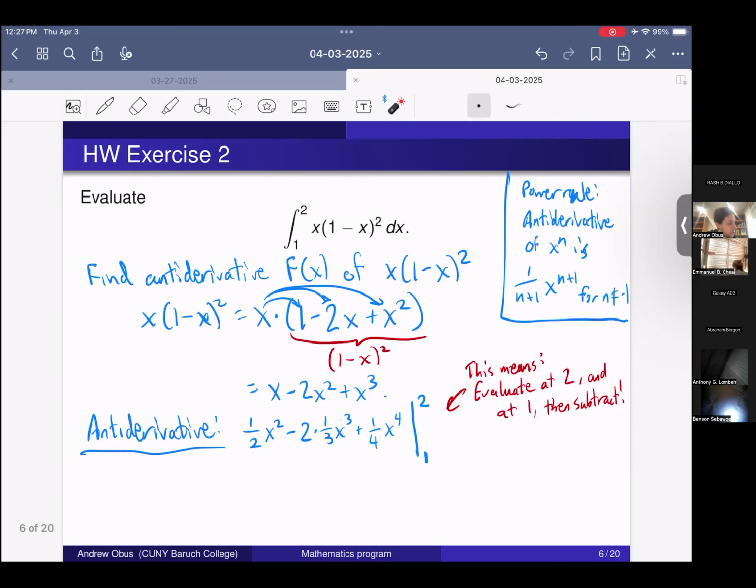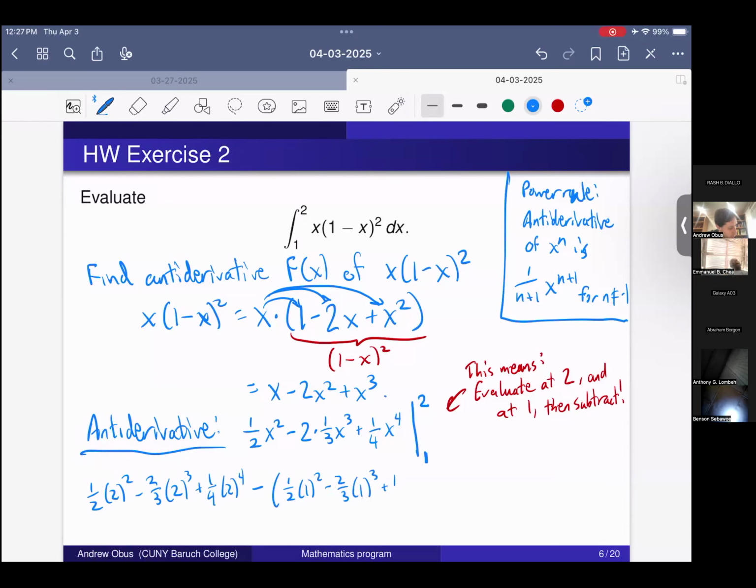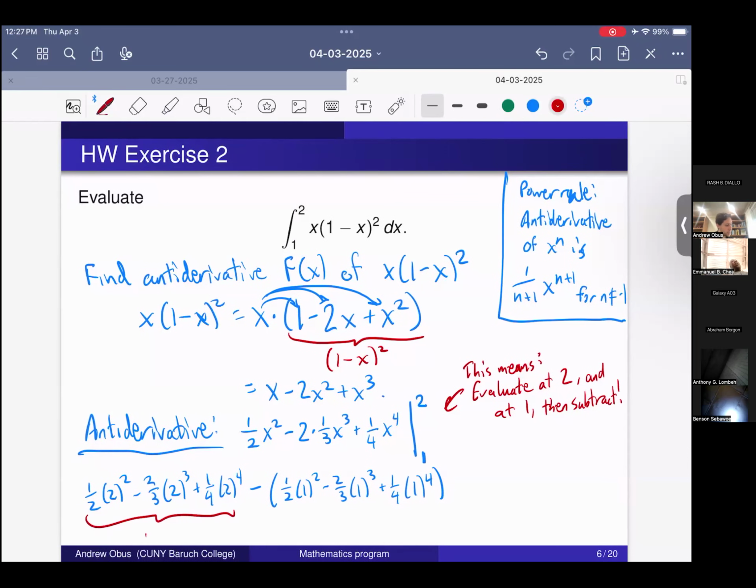So what do we get when we plug in 2 over here? We have 1/2 times 2 squared minus 2/3 times 2 cubed plus 1/4 times 2 to the fourth. And then minus, we do the same thing at 1: 1/2 times 1 squared minus 2/3 times 1 cubed plus 1/4 times 1 to the fourth. So this is what we have for these two pieces, right? This here is F of 2, and this here is F of 1. And so now the rest is just arithmetic.